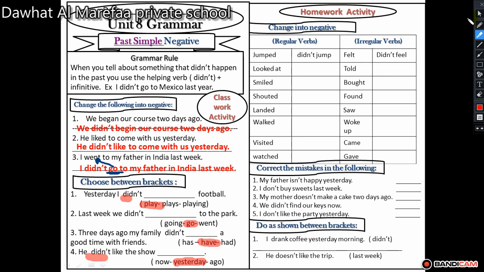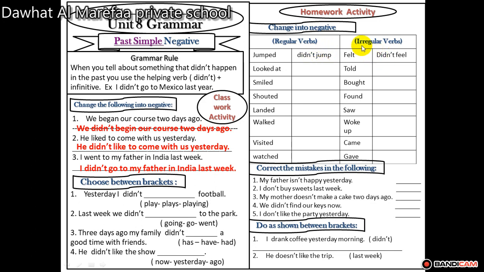Okay, guys. We are going here now to answer this. We are going to change these verbs, the past verbs, into negative. And here is an example, as you see. Jumped, it will be didn't jump. Yes, the verb is the main verb.